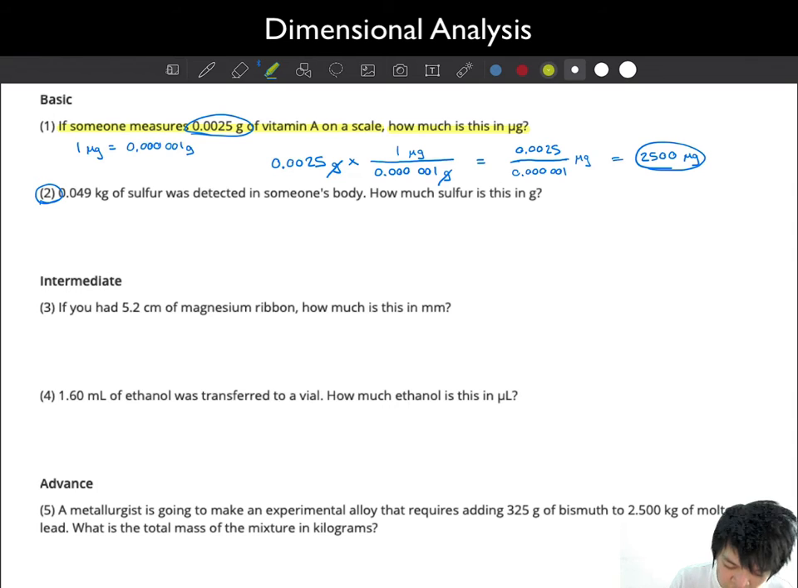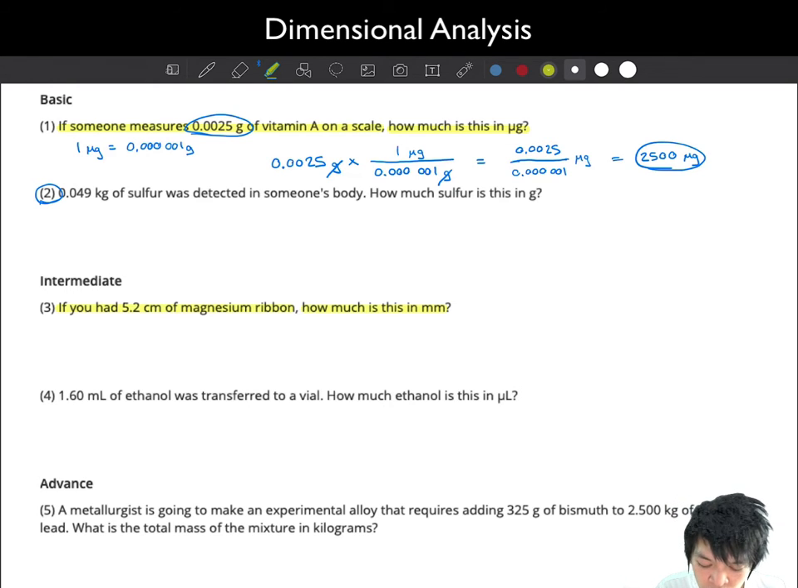Now this one's intermediate because I'm going to tell you it requires multiple conversion factors, okay? So here's an example. If you had 5.2 centimeters of magnesium ribbon, how much is this in millimeters? Now for this one, we have centimeters and millimeters, just two prefixes. And I know you've done this before with moving the decimals, but now we're going to do it with the conversion factor method, just so that you get better at using dimensional analysis, basically.